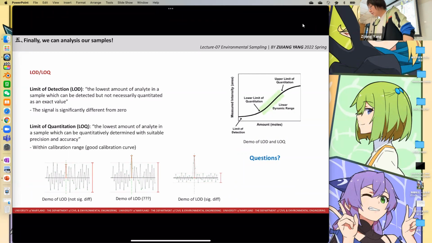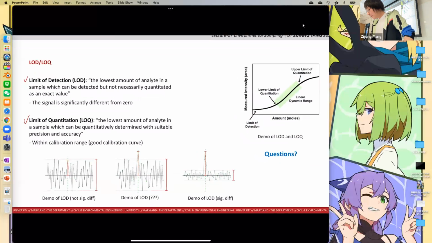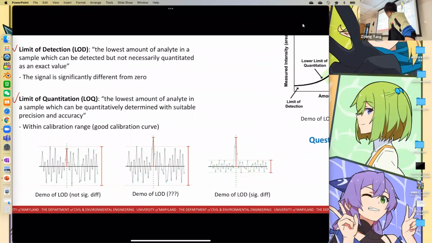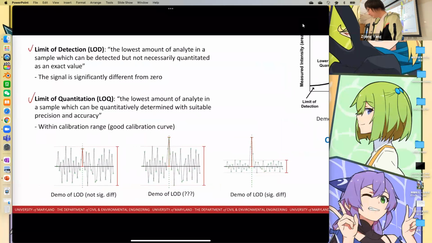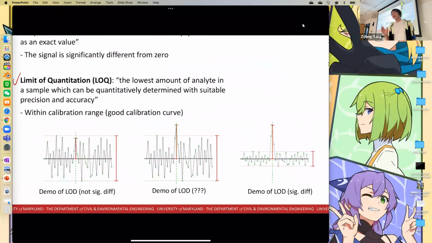Here I want to introduce two concepts. The first one is limit of detection, LOD. Another one is limit of quantification, LOQ. Let's look at the first one first. But before that, let's look at these three figures. When we send our sample to an instrument, the instrument will finally convert any information into an electronic signal, or electricity signal, and it will be something like this.